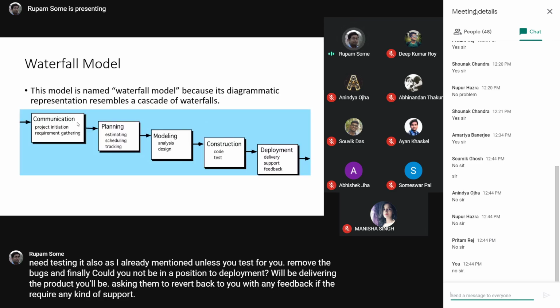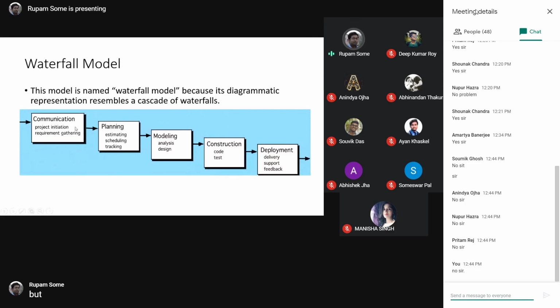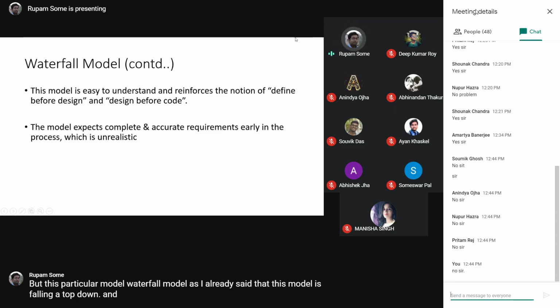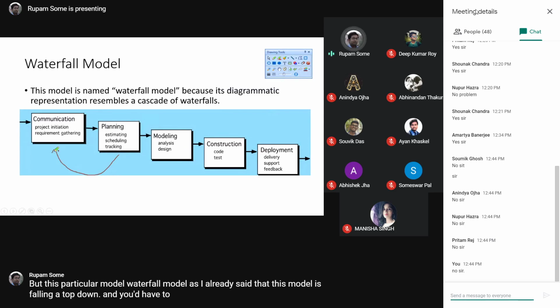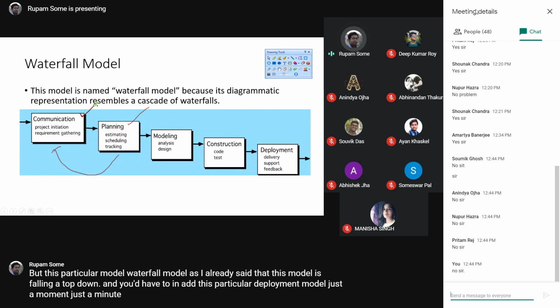That means in this particular model, if you are starting the planning phase, then you have to consider that the entire communication phase has been frozen. There is nothing left in the communication module. So you have done each and everything in the communication phase. So if you wish to backtrack, if you want to move to the communication phase again while I'm working on planning, you cannot do that. It's because when you're working on a particular phase, it is considered that the previous phase has already been frozen. So you cannot backtrack. That is a major disadvantage.